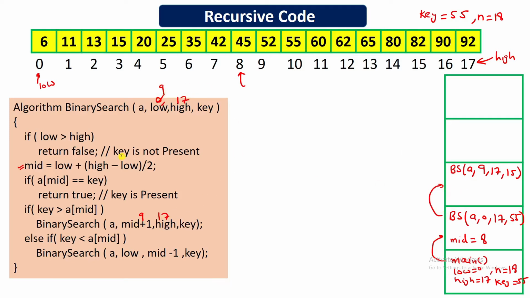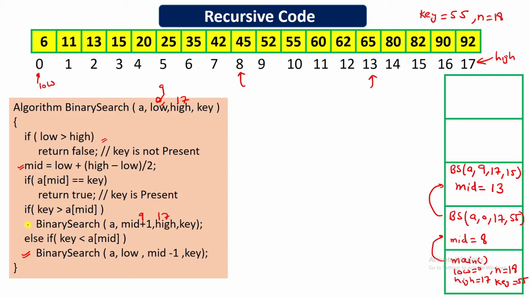Now here again I will check this. This is false. Again I find the midpoint. Mid of 9 and 17 will come as 13. You can just check by this formula. After that, is A of mid equal to key? The 13th element is the midpoint, and 55 is not equal to this. So I will see where I should move. 55 is actually not greater than A of mid, so I will now search using this recursive call.